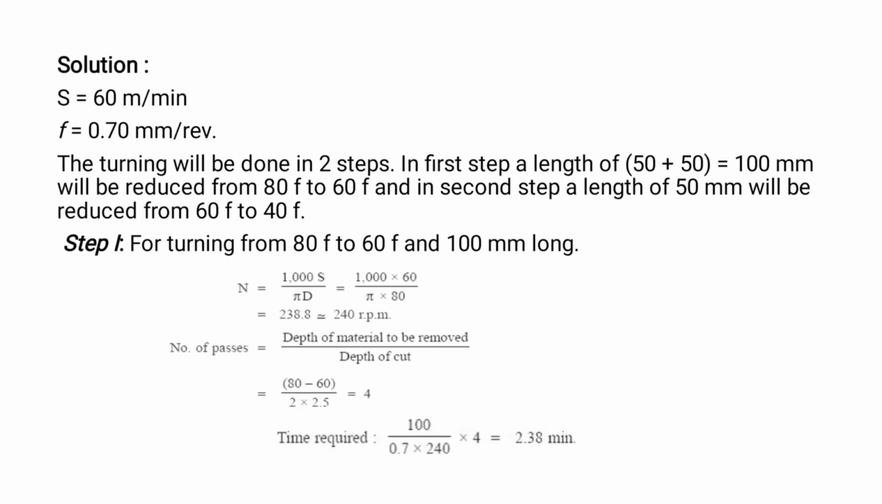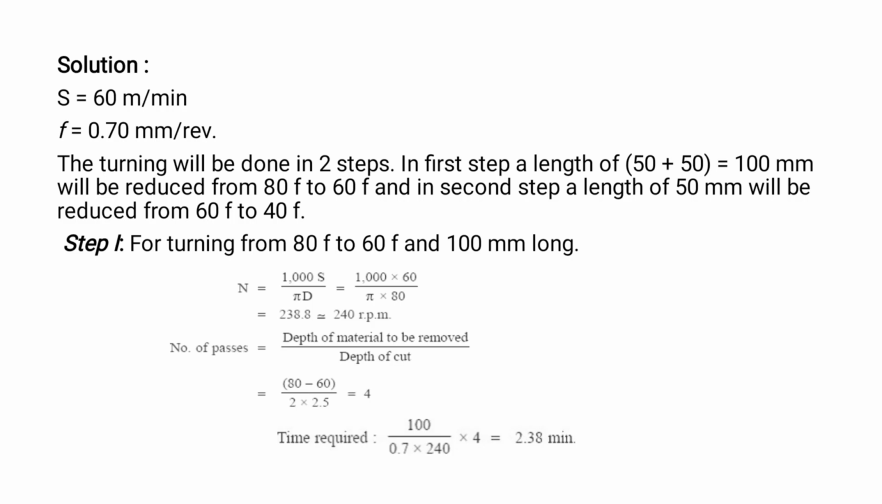Solution. First, speed is 60 meters per minute and the feed is 0.70 mm per revolution. The turning will be done in two steps. In the first step, a length of 100 mm, that is 50 plus 50, will be reduced from 80 to 60. In the second step, the length of 50 mm will be reduced from 60 to 40. The first step is turning from 80 to 60 and the length is 100 mm.